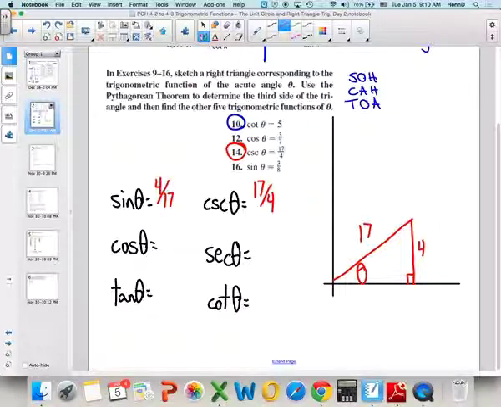So now I can figure out this side here. 17 squared equals... make sure you set up your Pythagorean theorem right. Your hypotenuse should be the biggest side. Okay? 289 minus 16. The square root is 273. Does that radical simplify? It's divisible by 3. 91. And 91 is prime, I think. It is. So we're stuck there. Fine.